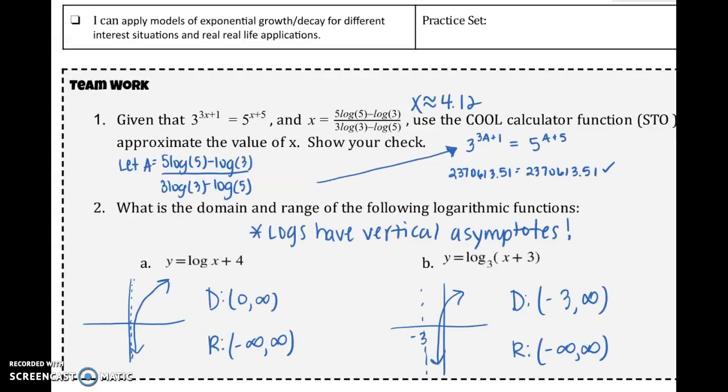So here's the worked out teamwork. Take a moment, check over your answers, and we're going to go ahead and move on.